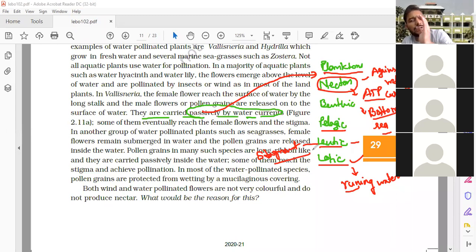Okay, so this is the terminology which is used only in ecology. Clear? Why did I tell you here? Because here they gave the term: they are carried passively by water current. Passively means these are the plankton. These are the plankton, meaning Hydrilla and Vallisneria. Hydrilla and Vallisneria both are phytoplankton. Is it okay?